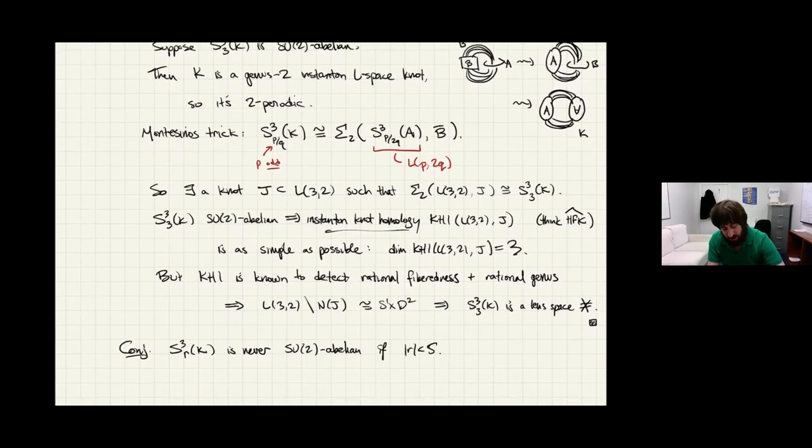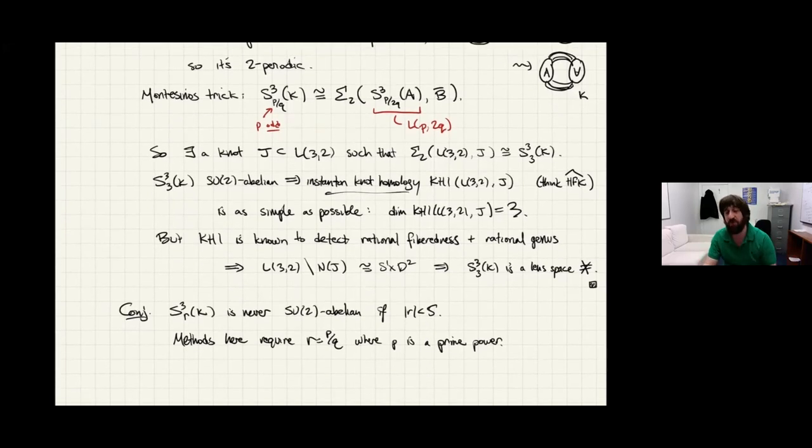Now, these methods only work, unfortunately, when R has the form P over Q, where P is a prime power. The reason is that I needed this non-degeneracy condition to get it off the ground, to assert that SU2 abelian implies L space. Because then we know that this Chern-Simons functional is Morse. And if it's not a prime power, then it may not be. There's actually a precise description in terms of the roots of the Alexander polynomial, which I guess is one of your papers.